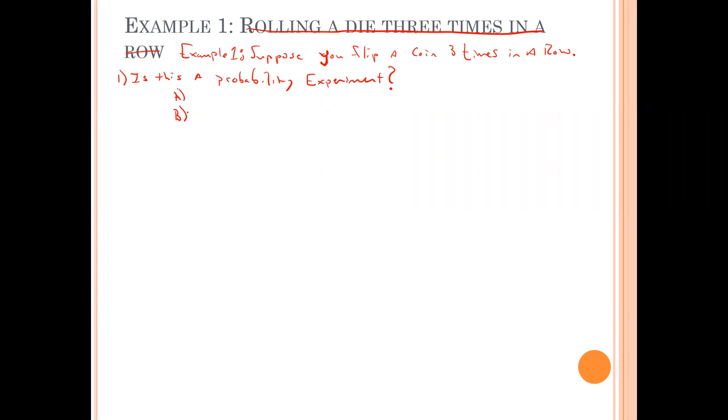Those are the rules. Can't be predicted, so uncertain results. Yep. And what else? It can be repeated. Thank you. So when you flip a coin three times in a row, are there uncertain results? Do you know for sure what you're going to get? No. So it meets that requirement. Can it be repeated? Yeah, I can just flip a coin three times again. So is this a probability experiment? Sure is. It meets both requirements.